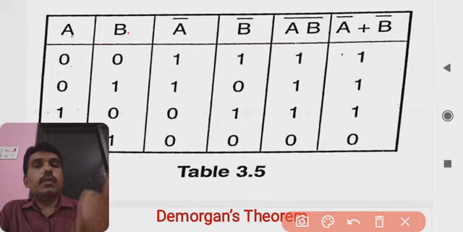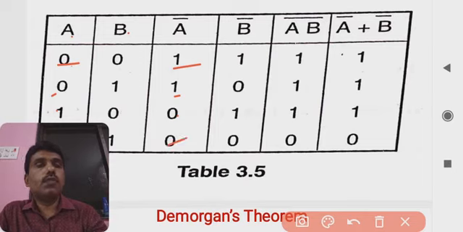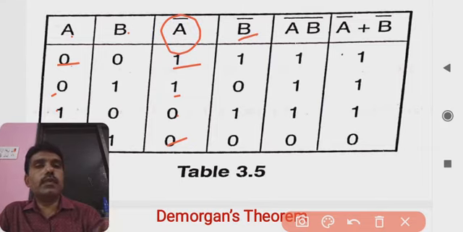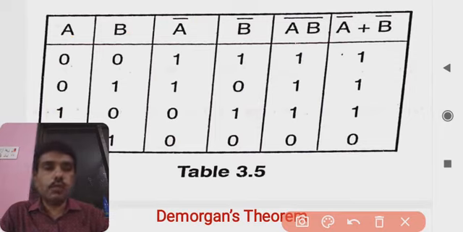A चे कॉम्प्लिमेंट जेव्हा बघायचं असेल तर 0 चा होईल 1, 0 चा होईल इथं 1, 1 चा होईल इथं 0, अगेन हियर 1 चा 0. So I have the values for the A complement. In the same way I have the values for the B complement, that is 0 चा 1, 1 चा 0, 0 चा 1, again 1 चा 0. So these are the values for the A complement and the B complement.